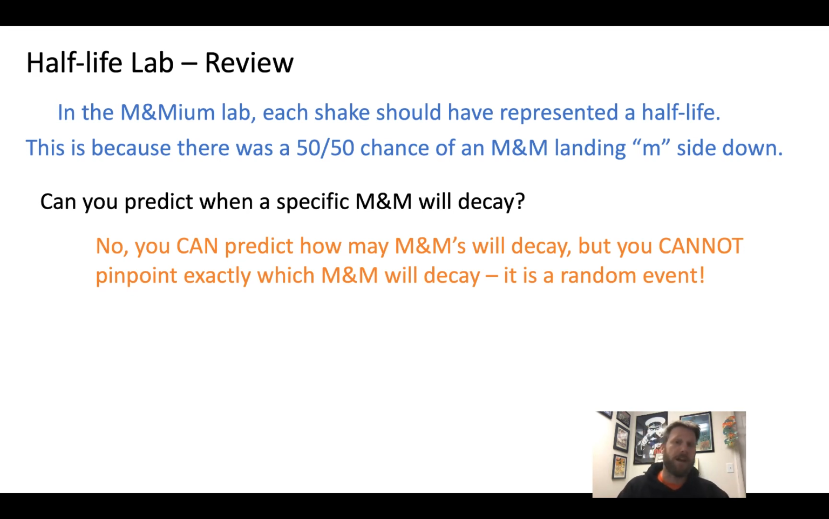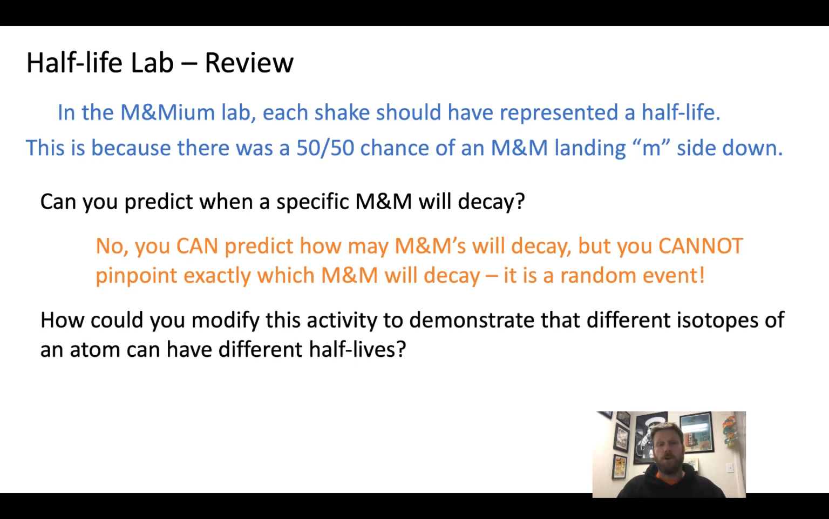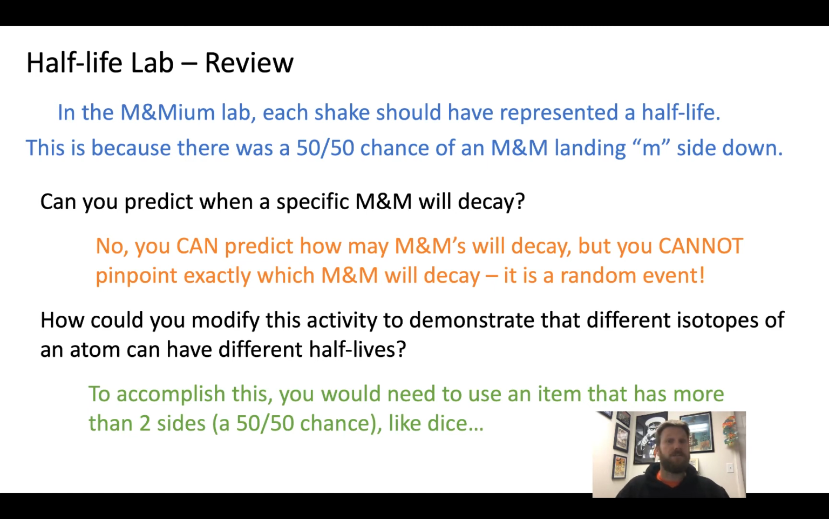Completely random events. Also, how could we modify this activity to demonstrate that different isotopes of an atom have different half-lives? What we'd have to do here is use an object that doesn't have a 50-50 chance of decaying. A good example would be a common six-sided die. I'd like to work through an example of a half-life problem using six-sided dice.